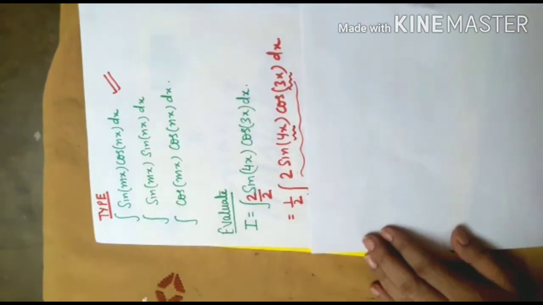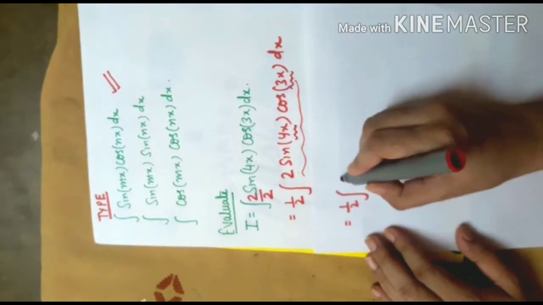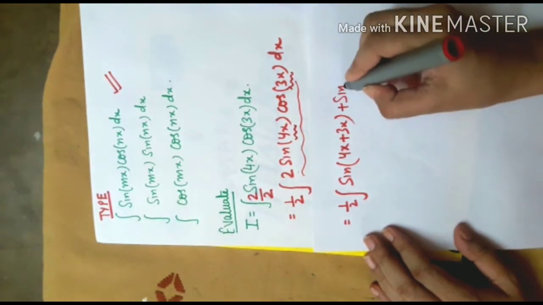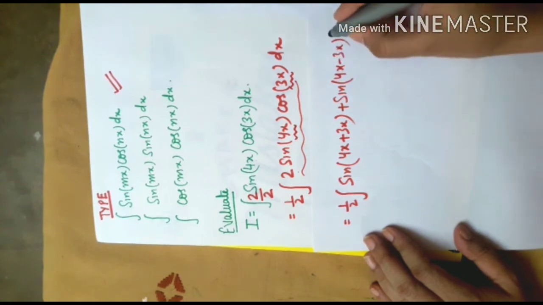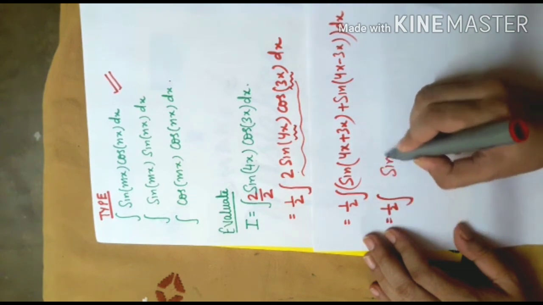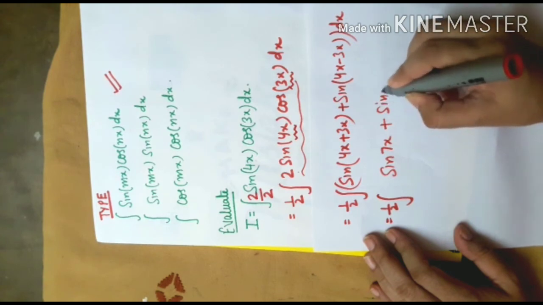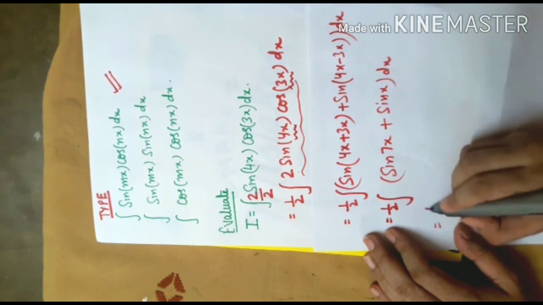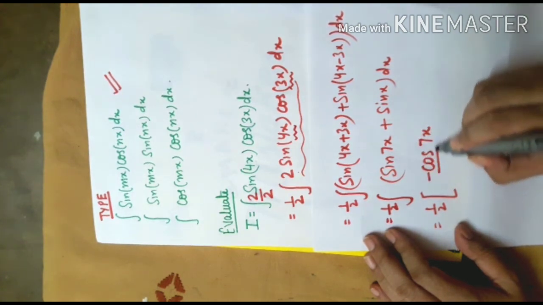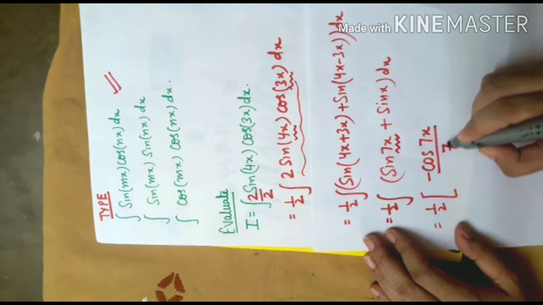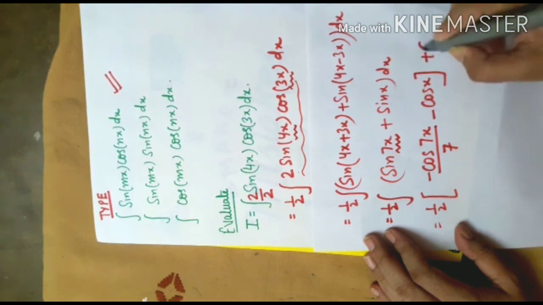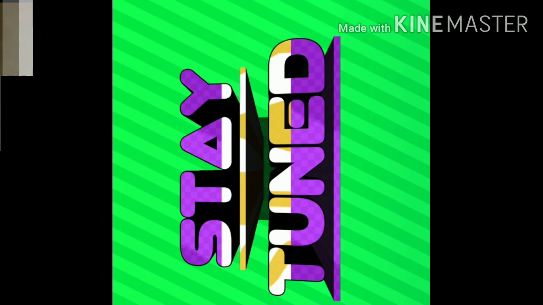So I'll get half integral sine a plus b, that is sine 4x plus 3x, plus sine a minus b, that is sine 4x minus 3x. Now this can be written as integral sine 7x plus sine x. Now can you integrate this? Yes, integral of sine 7x will be minus cos 7x divided by derivative of 7x, which is 7. And integral of sine x is minus cos x and plus c. So this is the integral I.